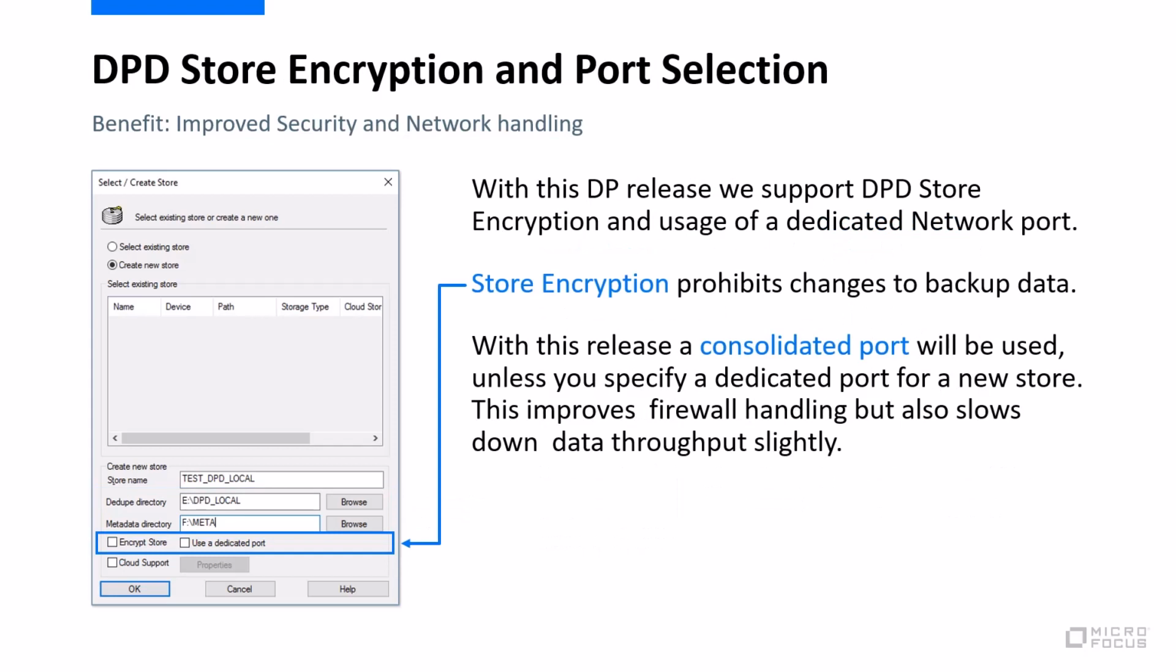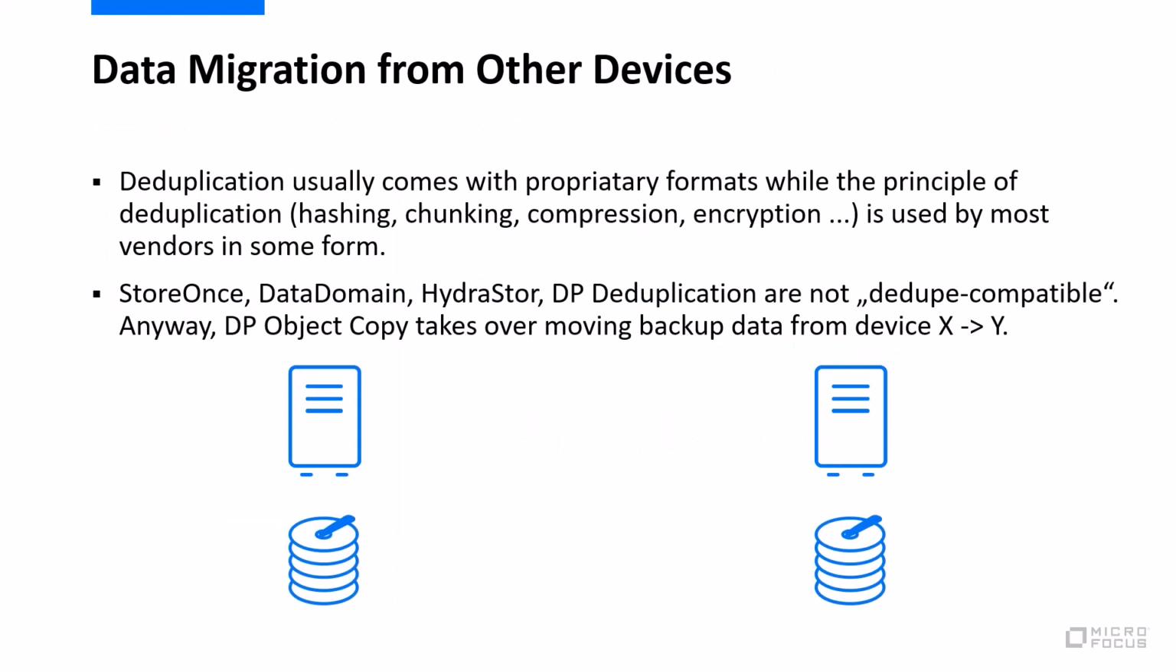With the Data Protector 11.01 release and the new version of DPD, we also support the encryption of this store, meaning that after a backup, data cannot be read or in any form misused anymore. And we're also allowing to set up dedicated network ports for it. If that option is not used, all the stores are running on the same port, which makes life a little bit easier for network configuration in terms of firewall and many more. If you use dedicated ports, you have a slightly better performance, but you need to take care of those additional ports which are configured.